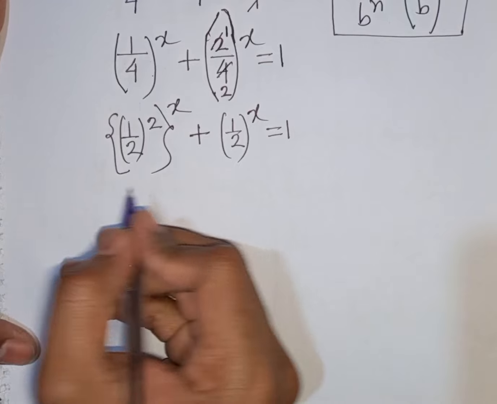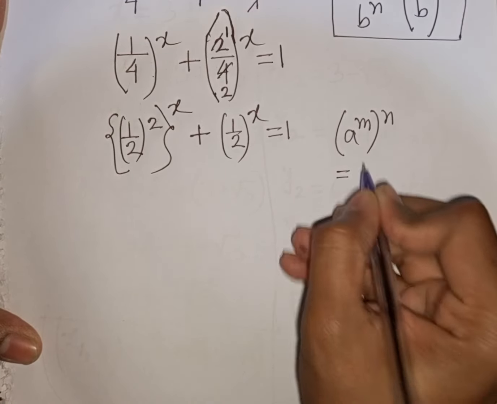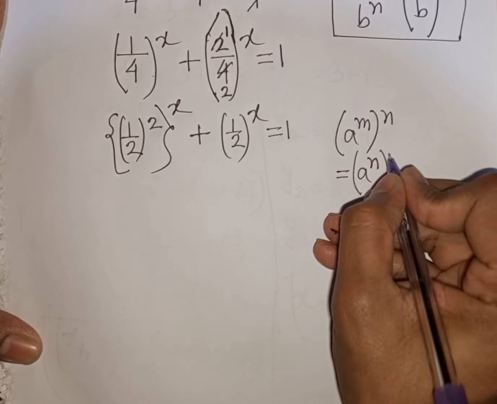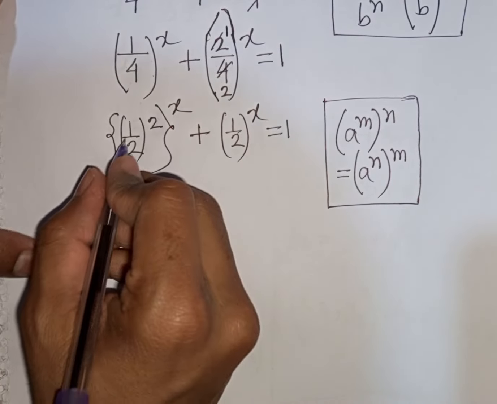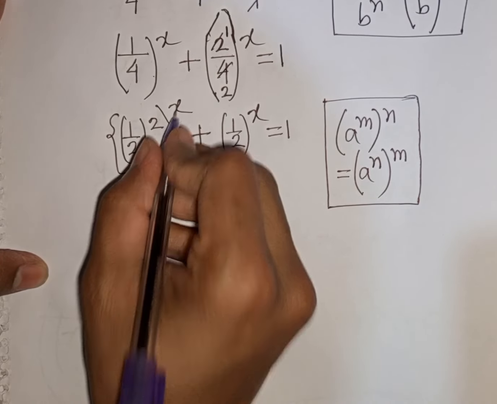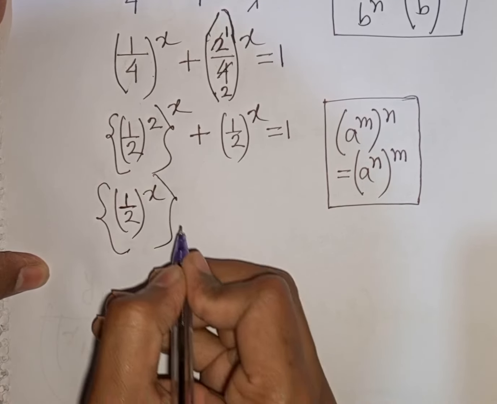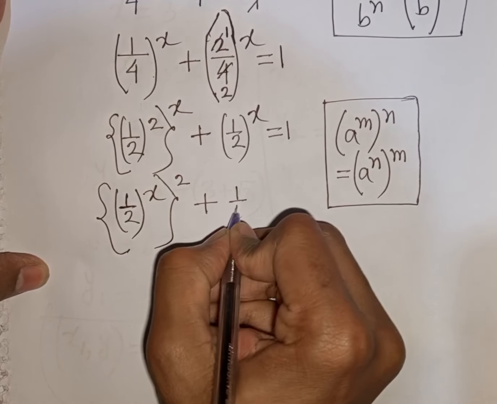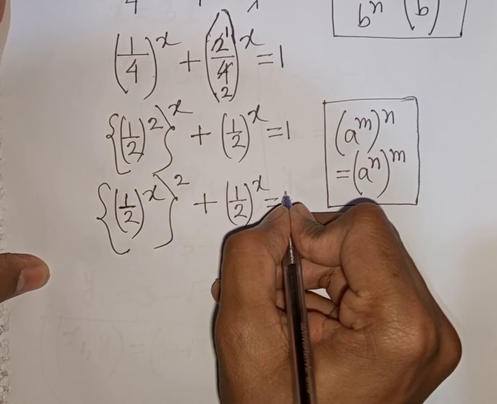Now here you can apply this exponential rule, that a power m bracket power n is equal to a power n bracket power m. So according to this rule, we can write here 1 by 2 bracket power x, then second bracket power of 2, plus 1 by 2 bracket power x is equal to 1.